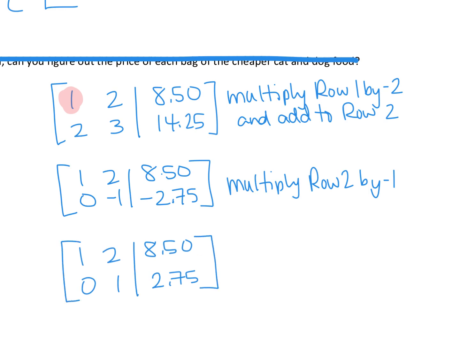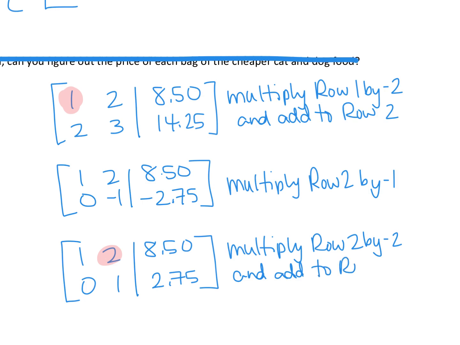Okay, but we still need to get a 0 where this 2 is located. Do you see this 2 right here? That has to become a 0 for us to know what our solution is to x. Okay, so let's go ahead and do a row operation on that top row. So I think we want to multiply row 2 by -2 and add it to row 1.